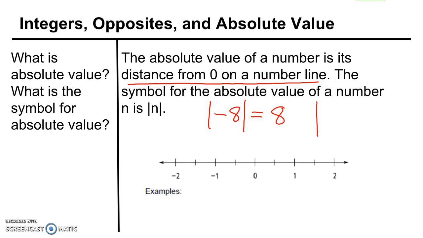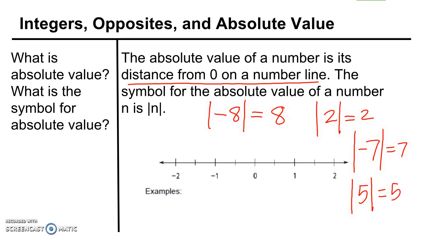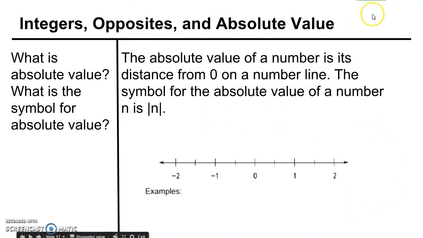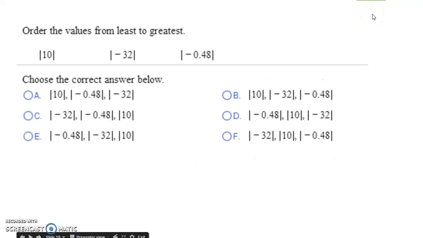If I told you to find the absolute value of 2, it would be 2. If I found the absolute value of -7, it would be 7. Absolute value of 5 would be 5. You see how the number stays the same, it just makes it positive. Always going to be positive. So it's not the opposite, it's making it positive.